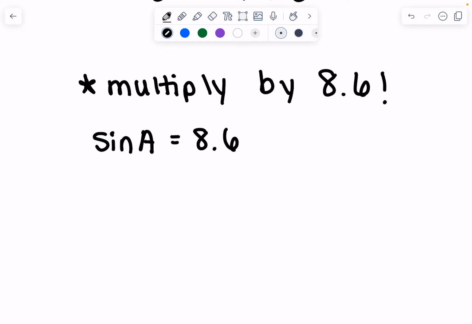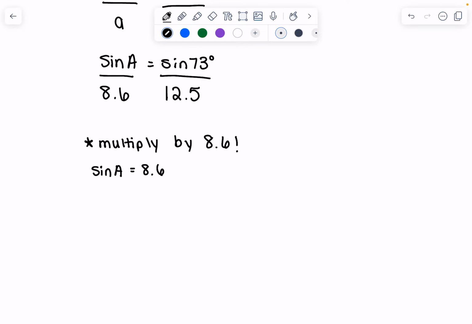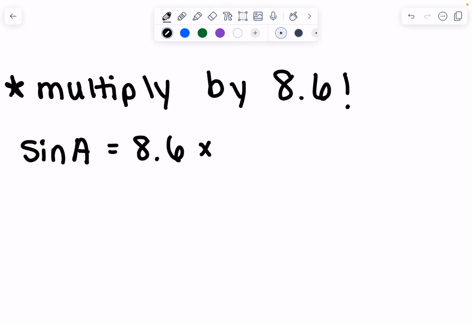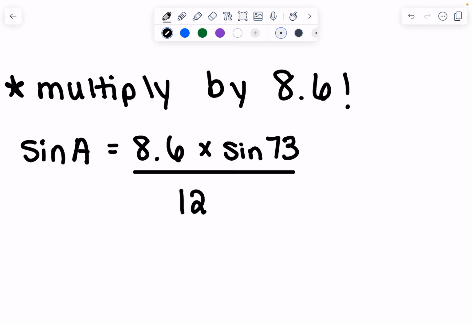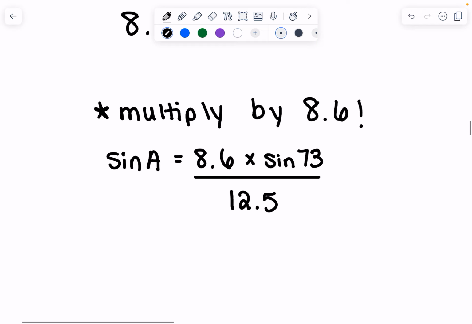Okay, and that whole thing is all multiplied in. So 8.6 times sine of 73 over 12.5. Apologies, I changed my notation slightly, but just to show you that, again, it's just all multiplied. The very, very last step. So if you calculate everything on the right-hand side, you will find the sine of that angle.